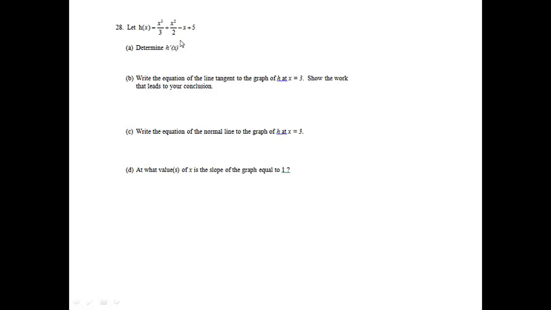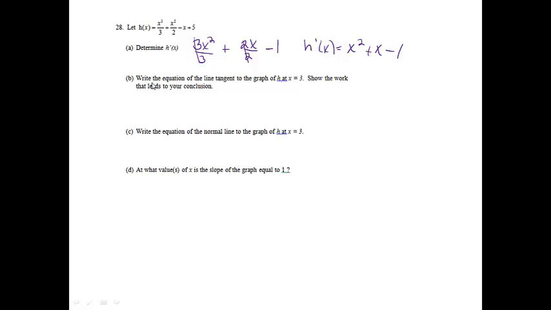3 and 2 are just constants, so they're just going to tag along when we do the answer. So when I go ahead and use the power rule, I'm going to get 3x squared over 3 plus 2x over 2 minus 1, and plus 5, since it's a constant, drops out. And now the 3's will cancel and the 2's will cancel, so h prime of x will equal x squared plus x minus 1. So that's the first part.